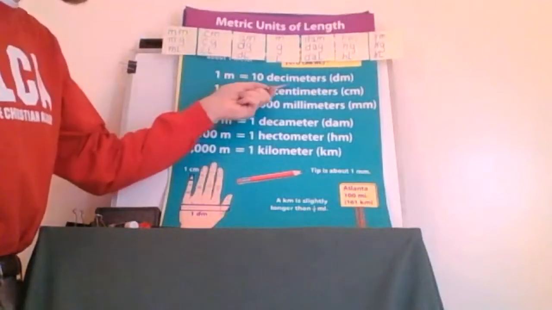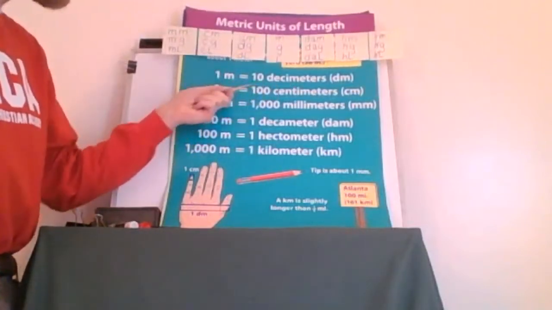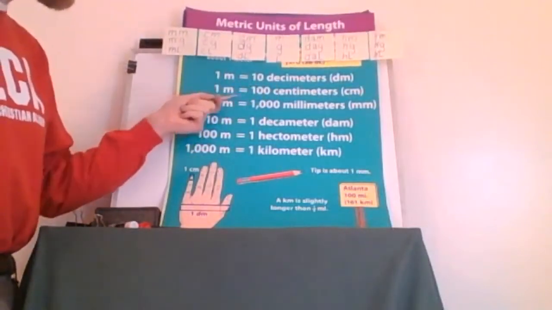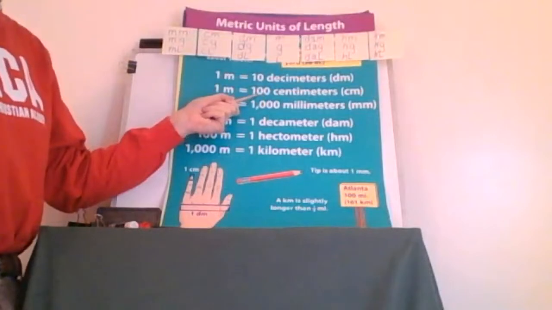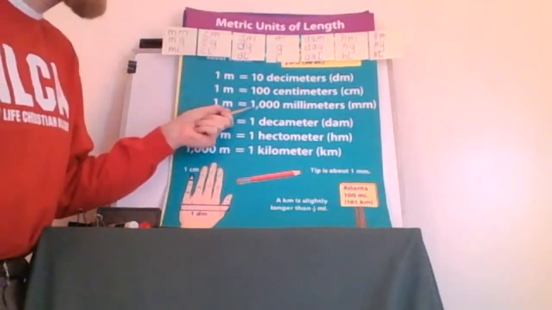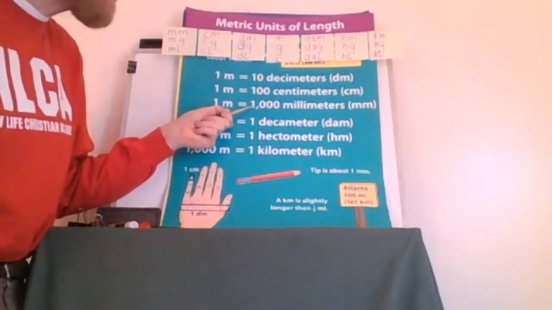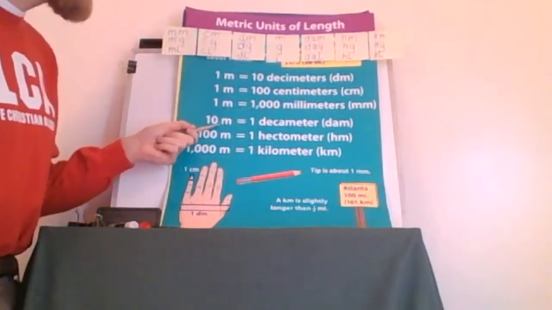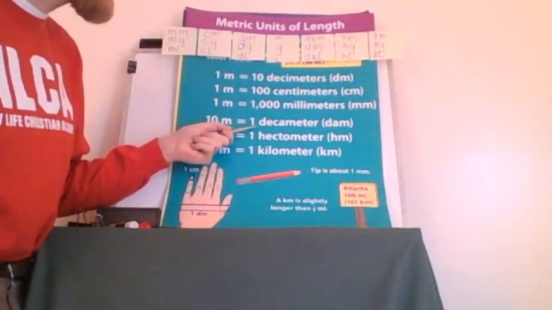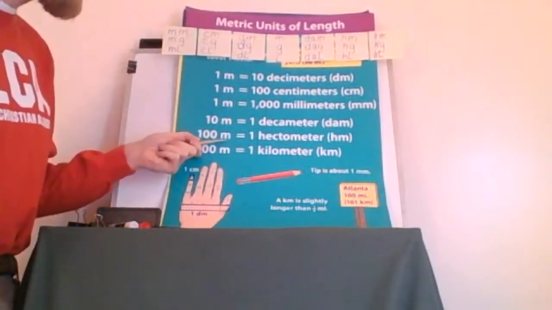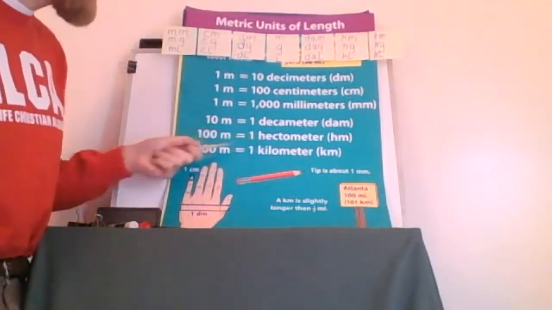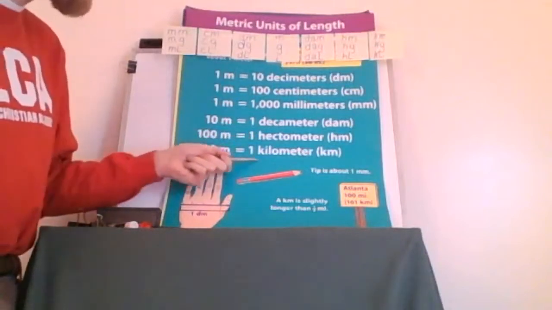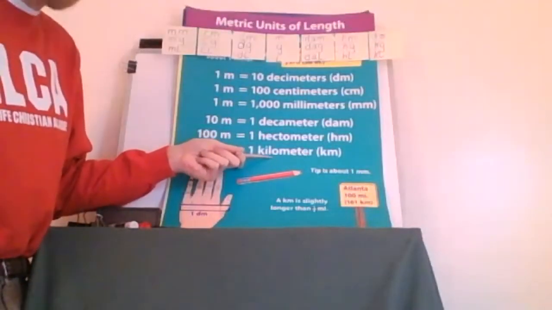1 meter equals 10 decimeters. 1 meter equals 100 centimeters. 1 meter equals 1,000 millimeters. 10 meters equals 1 decameter. 100 meters equals 1 hectometer, and 1,000 meters equals 1 kilometer.